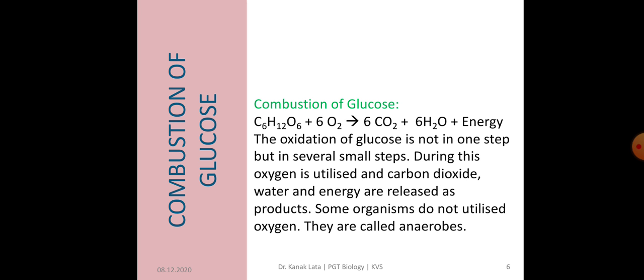Now it is about combustion of glucose. During complete combustion of glucose, carbon dioxide, water and energy are released as end products. But the oxidation of glucose is not a single step, it takes place in several small steps. Some organisms do not utilize oxygen, and they are called anaerobes. Why? Because they do not utilize oxygen.